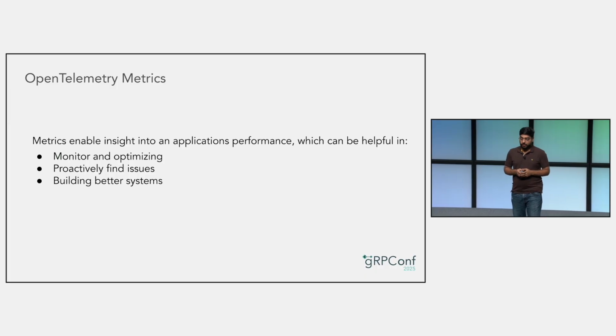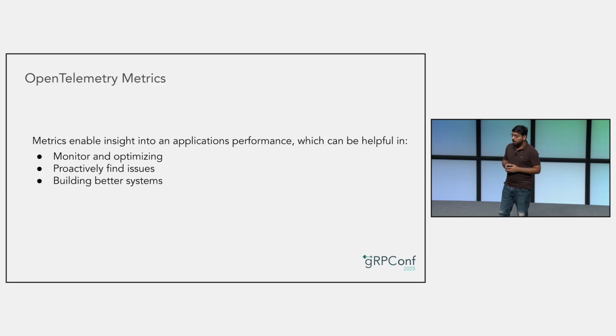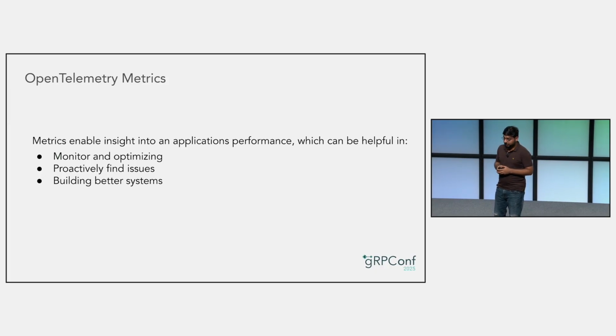Well, think of it in this way. Metrics are how our services talk to one another. They are fundamental to understanding the health and performance of our gRPC applications. They give us the visibility we need to monitor and optimize what's really happening between our clients and servers, helping us pinpoint performance bottlenecks. This also acts as an early warning system, allowing us to proactively find issues by tracking things like latency and error rates before they ever impact our services.